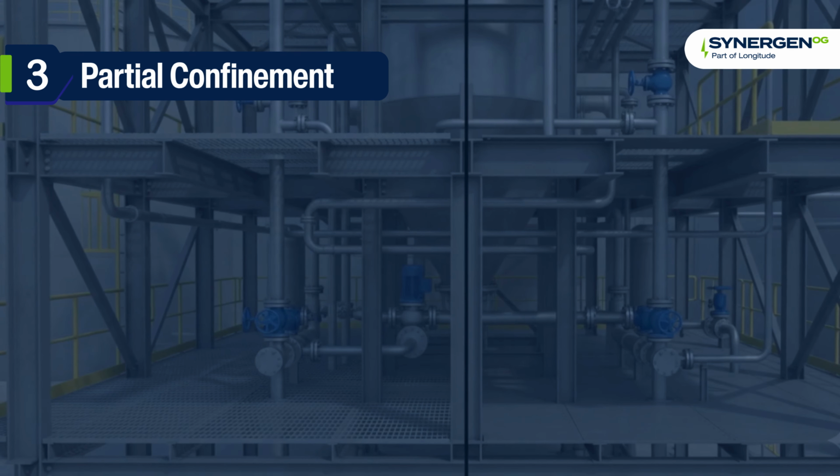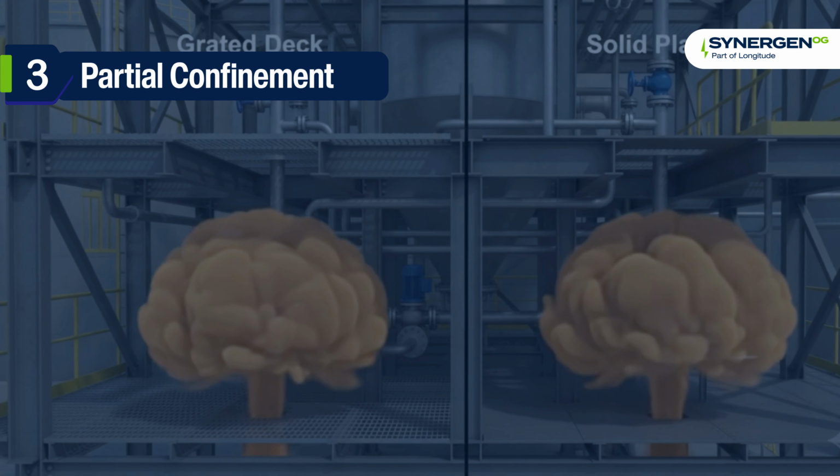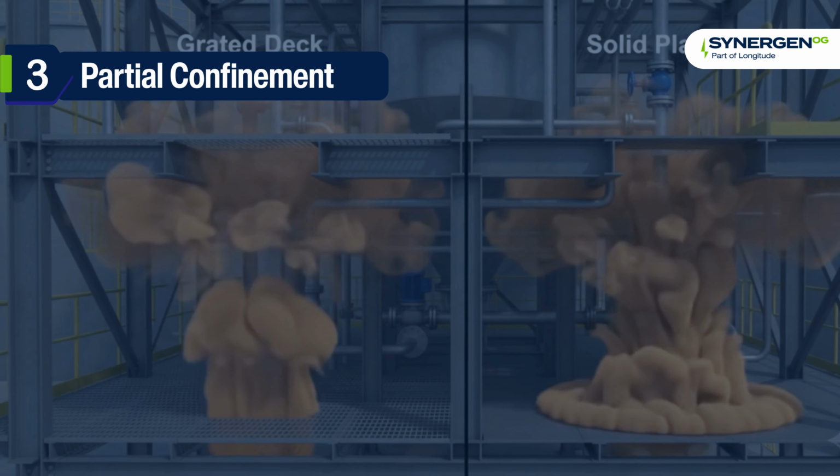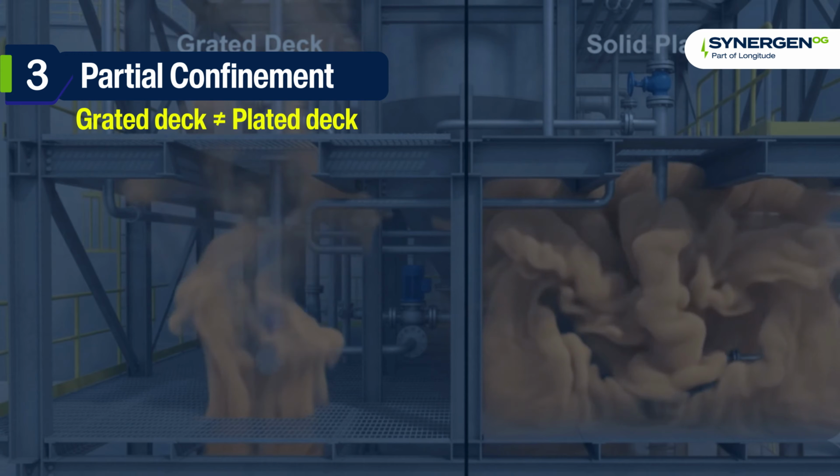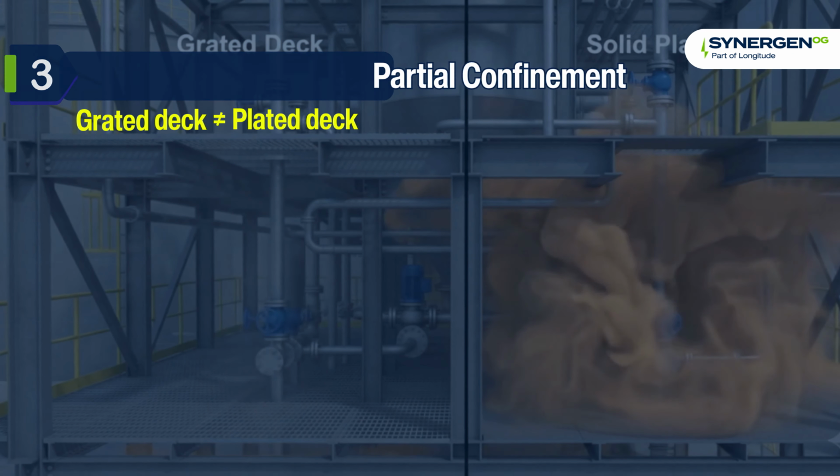Third, partial confinement. Walls, decks, and roofs control where gas can travel. A grated deck may allow vertical ventilation, while a plated deck can restrict it and increase local accumulation.